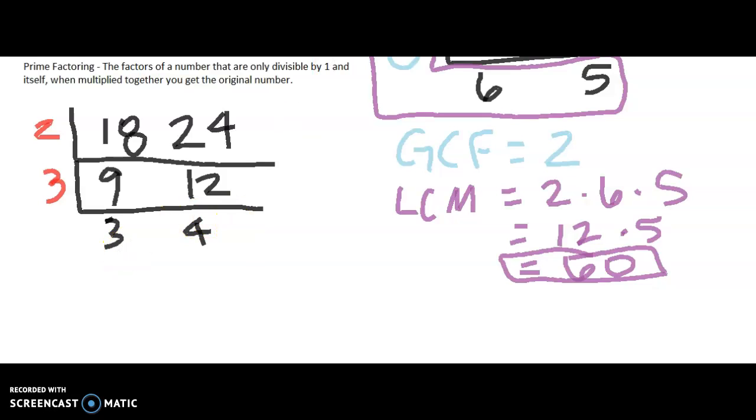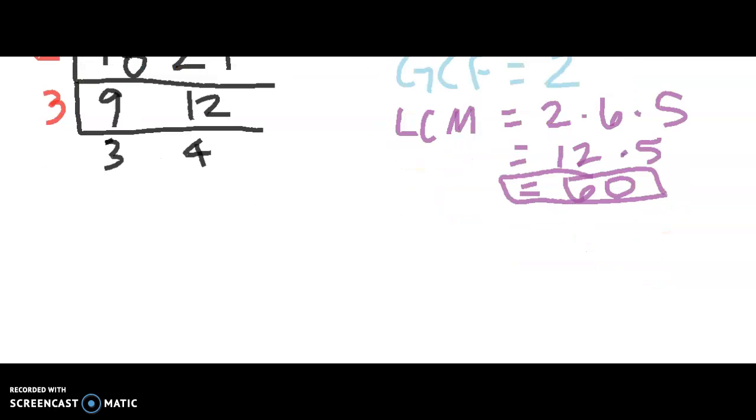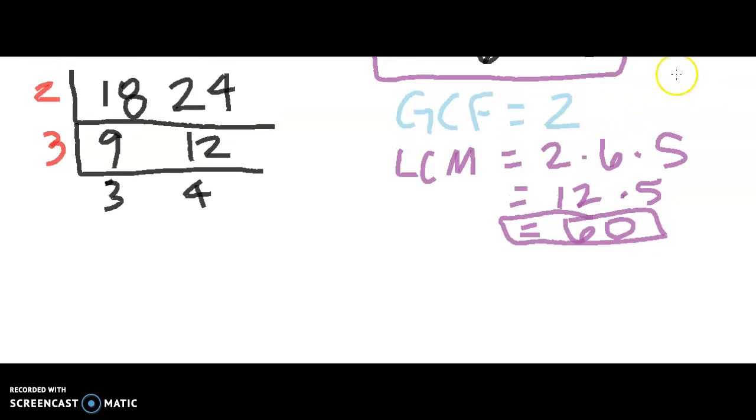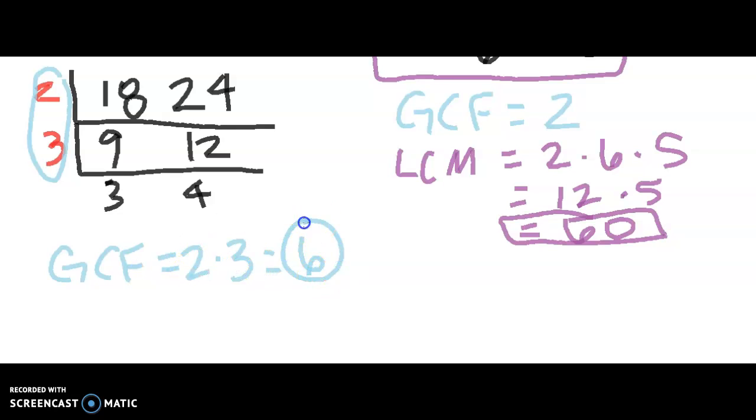So we're going to go ahead and find our GCF and our LCM. Our GCF, remember, is the left-hand side. So with this one, we do have to multiply some common factors. We have 2 times 3, which gives us 6 as our GCF.